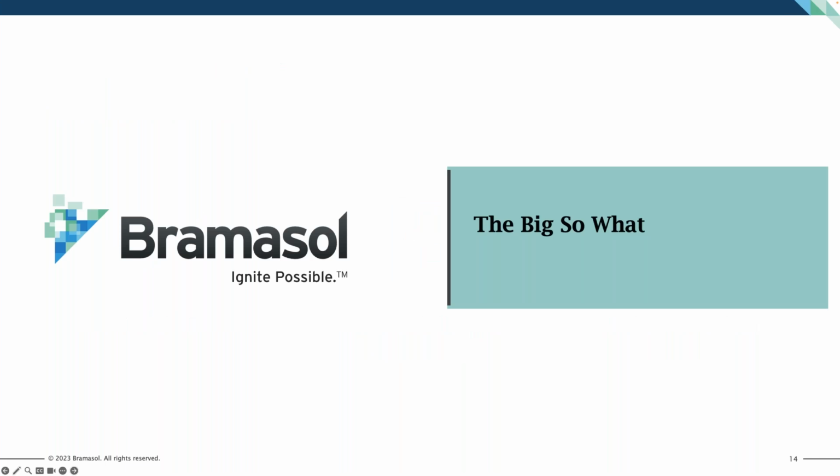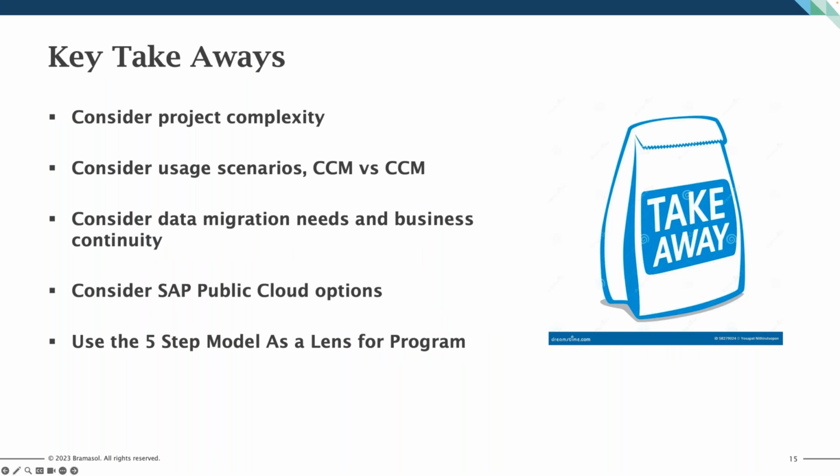So with a couple of minutes left, Jacek, I always like to call this the big so what. We're going to call it takeaways. I think a few key takeaways, and thank you for your insights. Consider project complexity. Consider it on a number of different levels, I would say. Number one is, what is the complexity? Do you have multiple business units across multiple countries that are using different types of scenarios? What are those scenarios? How complex is it? How much do you want to take on in terms of changing the front end and the back end and doing everything together? Consider usage scenarios.